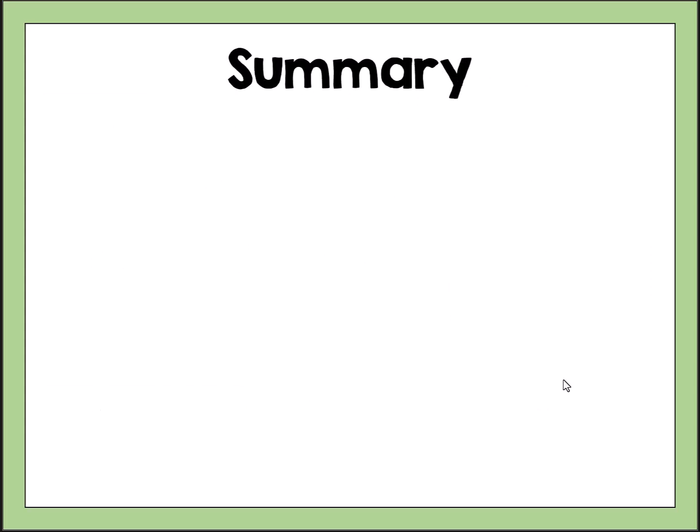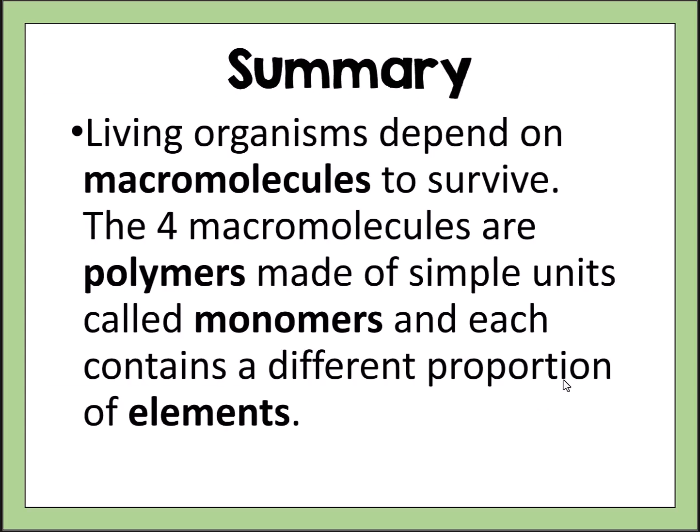So in summary, living organisms depend on macromolecules to survive. The 4 macromolecules are polymers made of simple units called monomers, and each contains a different proportion of elements.